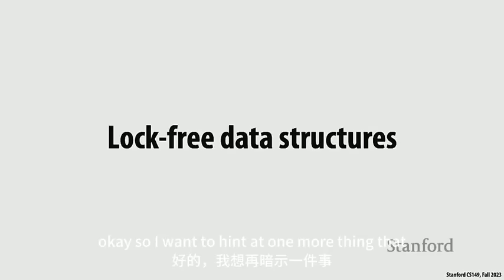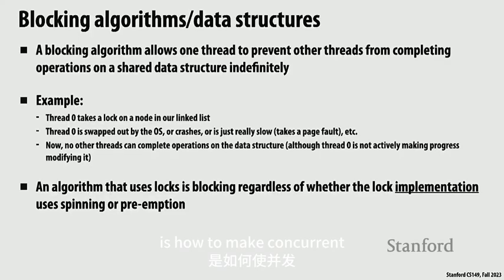Okay, so I want to hint at one more thing that is not going to be on your midterm, but we'll bring it back for the final a little bit, which is how to make concurrent data structures that are thread safe but don't use locks. And you've already seen one example of it in class. Atomic min, I think you said just use locks, right? And I was like, well, no, you can't use locks. That compare and swap implementation is an example of a primitive that is safe but does not use locks, right?